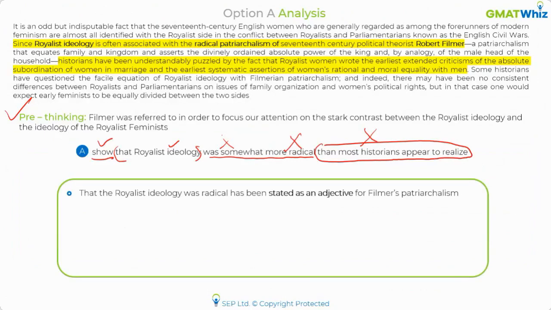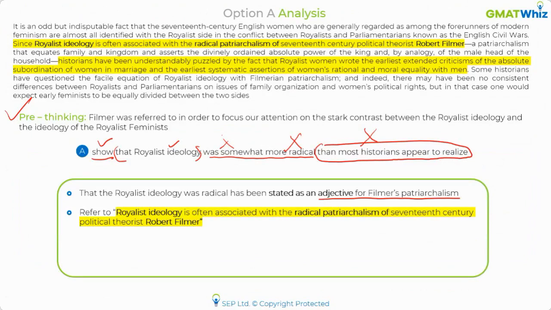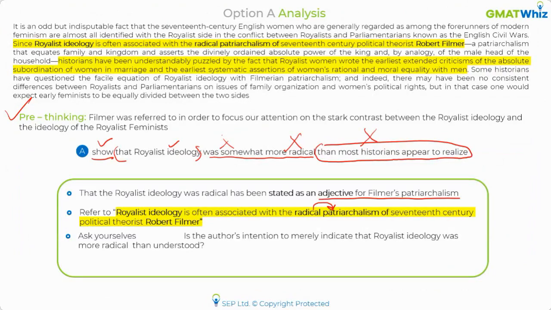That the royalist ideology was radical has been stated as an adjective for Filmer's patriarchalism. That was not the purpose of mentioning Filmer. Royalist ideology is associated with radical patriarchalism, but whether this was more radical than what the historians appear to realize is not the point. So ask yourself: is the author's intention to indicate that royalist ideology was more radical? And you'll get the answer: no. Ask yourself like this about primary purpose questions. So this is what we call out of scope. Totally.